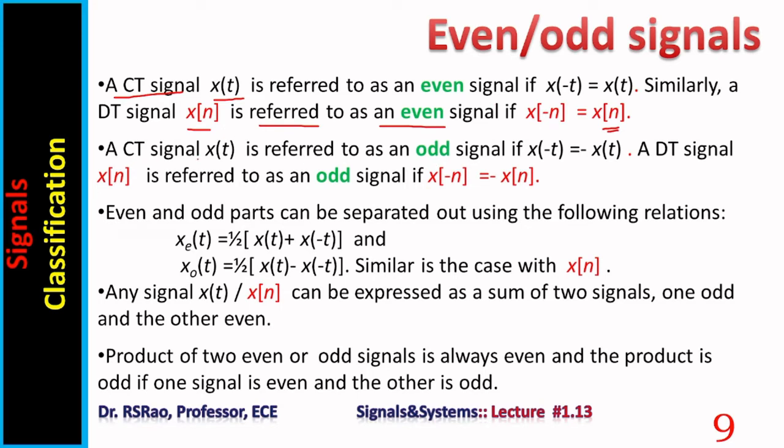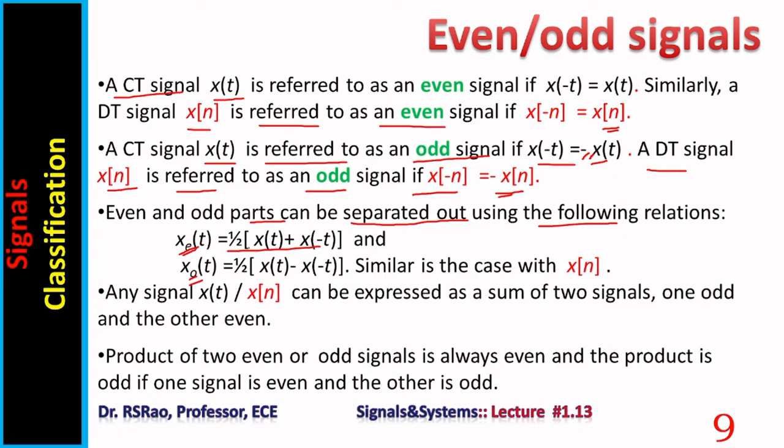Then what is an odd signal? A CT signal x of t is referred to as an odd signal if x of minus t is minus x of t. A DT signal x of n is referred to as an odd signal if x of minus n is minus of x of n. Even and odd parts of a signal can be separated out using the following relations. If you want the even part, one can use this relation. If you want the odd part, the second one.